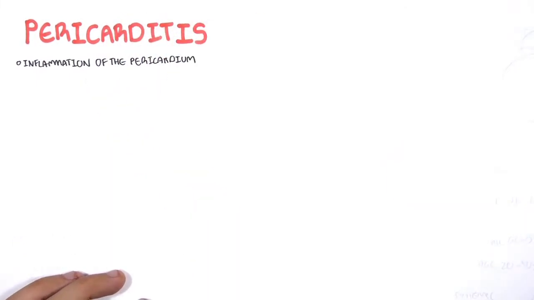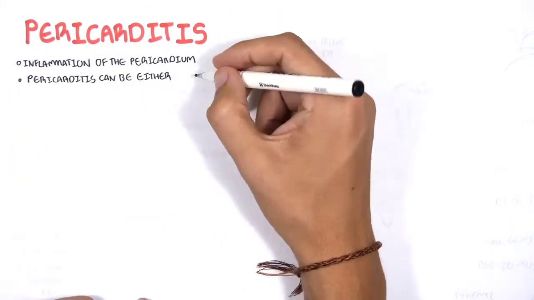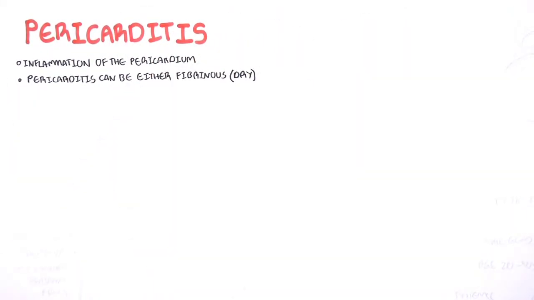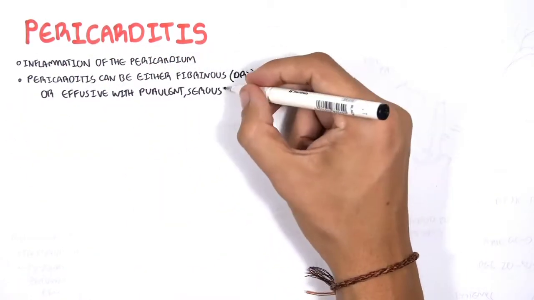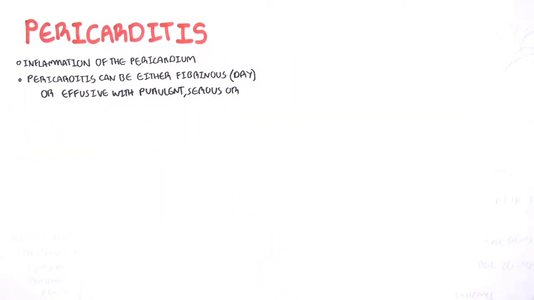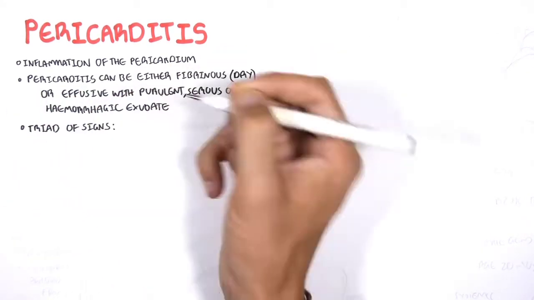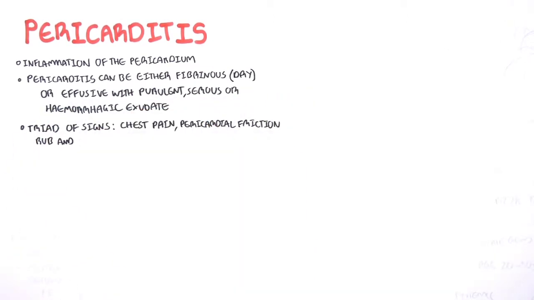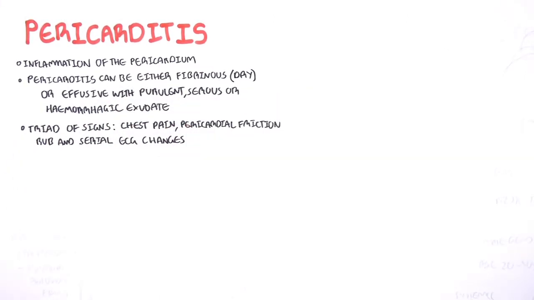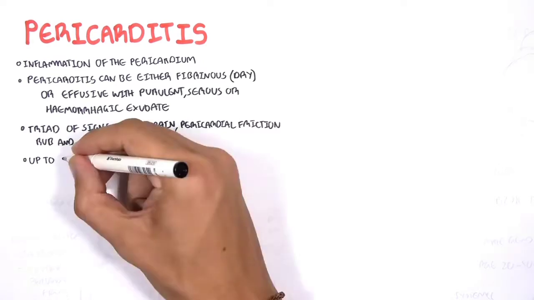In this video we're gonna look at pericarditis. This is an overview and introduction. Pericarditis is an inflammation of the pericardium. Pericarditis can be either fibrous dry or effusive with purulent, serous, or hemorrhagic exudates. The triad signs for pericarditis include chest pain, pericardial friction rub, and serial ECG changes.